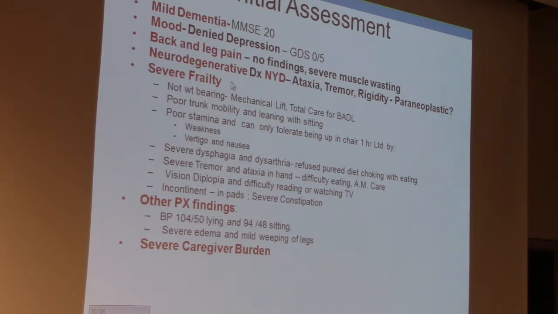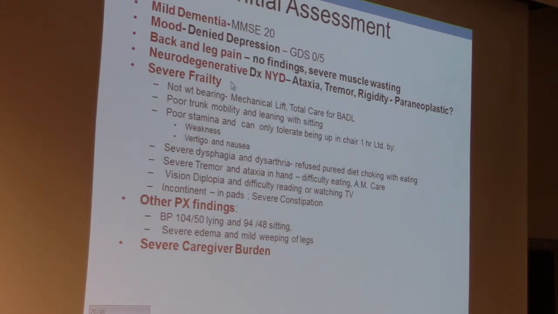Severe frailty. He was non-weight bearing. He was a mechanical lift. Total care for his basic ADL. He had poor trunk mobility, and he had trouble sitting unassisted in a chair because of trunk weakness. He had very poor stamina. He could only tolerate being in a chair for about an hour, and then he said, I have to go back and lie down. I feel too weak and too tired, and I feel vertigo. I feel dizzy and nauseated.